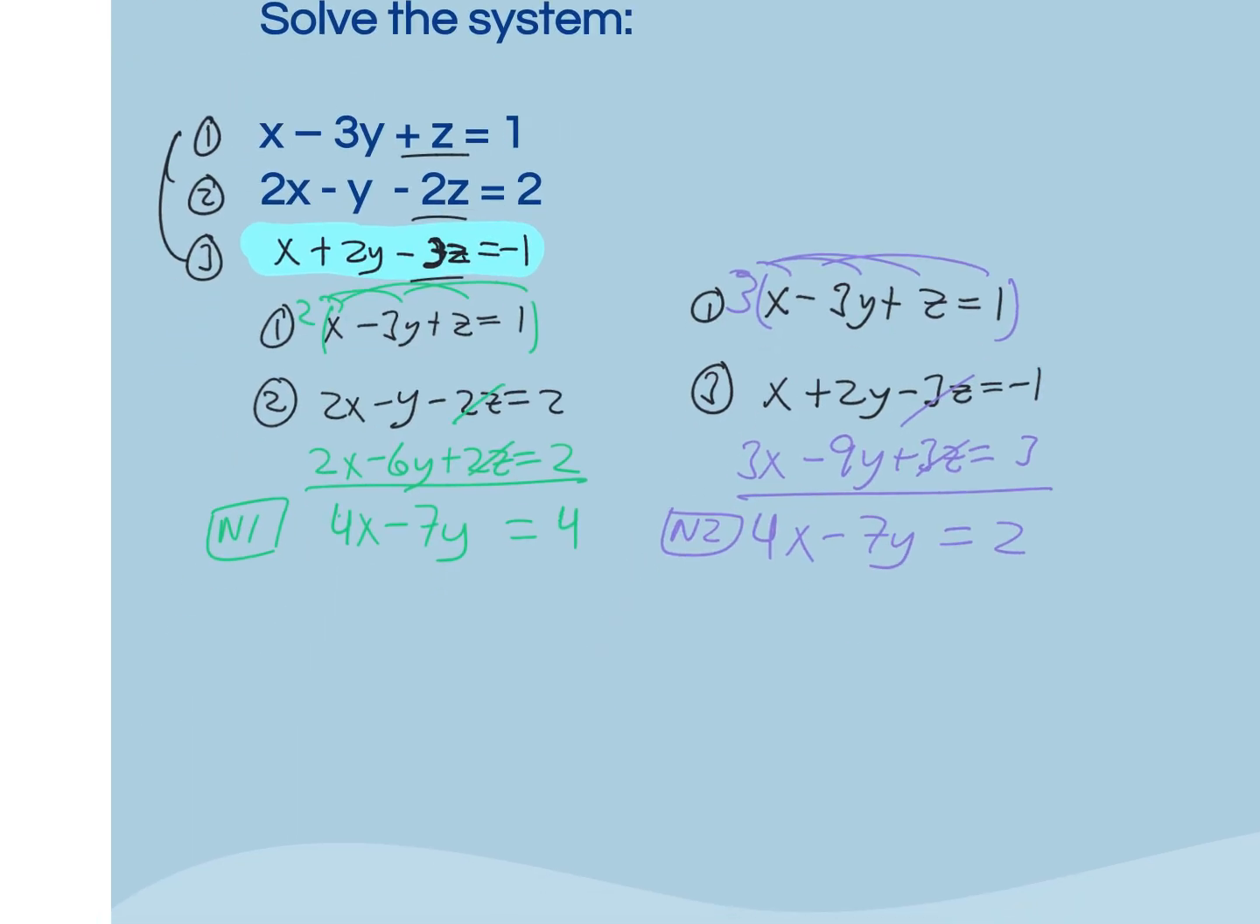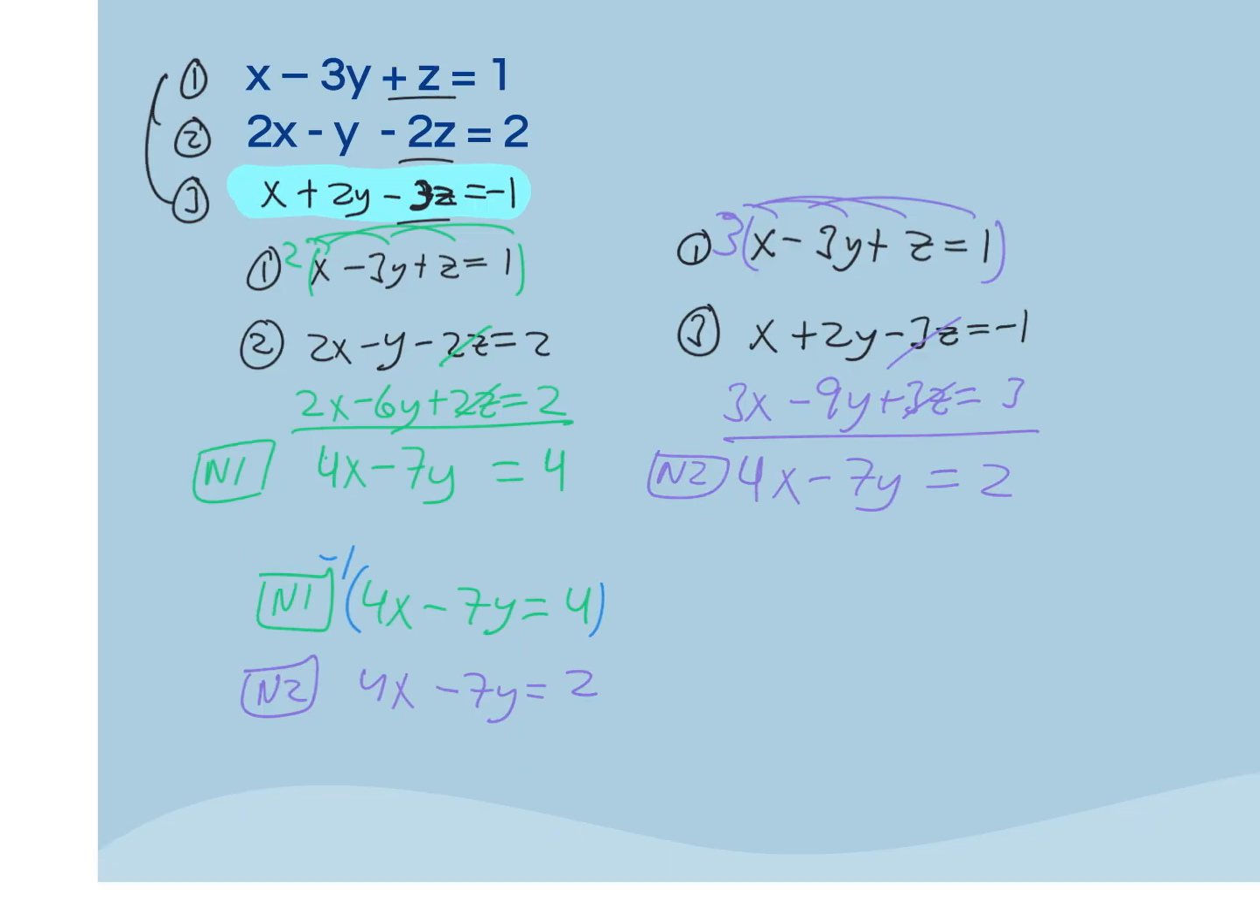And you're going to use these two equations to create a new system. So we're going to have 4x minus 7y equals 4. And then new 2 is going to be 4x minus 7y equals 2. And you might already be able to tell what's going on here, right? But you can always keep going until you see it all the way. If you want to cancel out a variable, you're going to have to multiply one of your equations by negative 1. So I'm just going to do the first one.